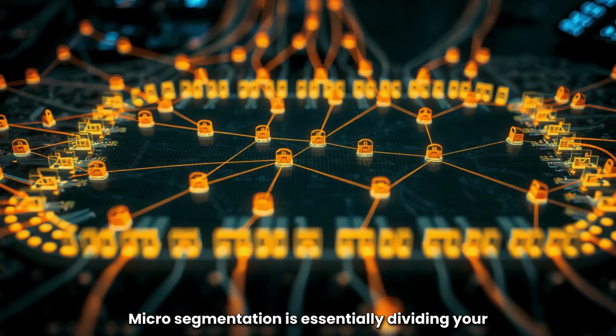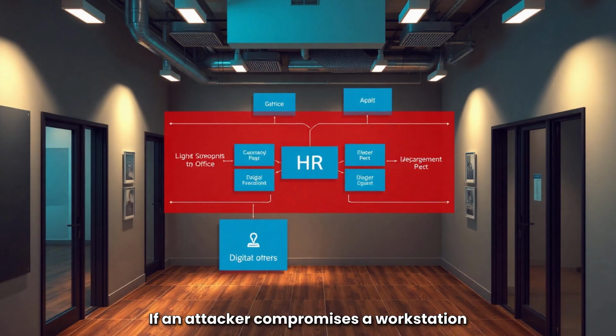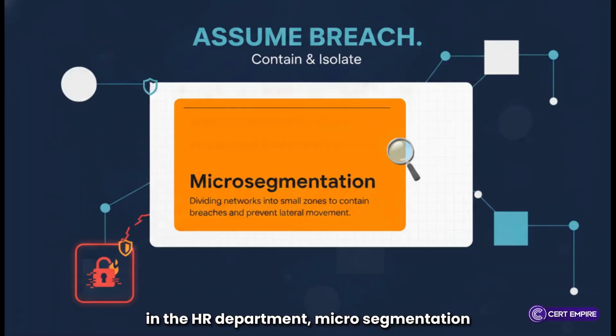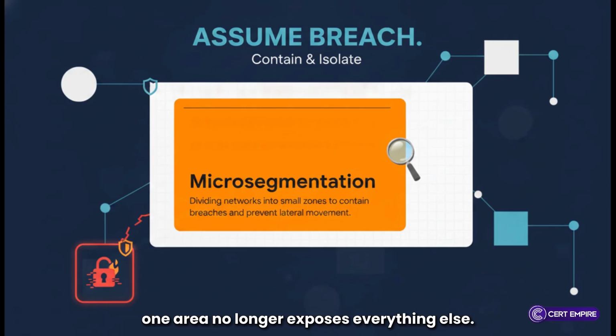Great question. Microsegmentation is essentially dividing your network into smaller, protected zones. Think of it this way. If an attacker compromises a workstation in the HR department, microsegmentation contains them strictly in that zone. They can't use that little foothold to seamlessly jump over to the finance database or the engineering source code, because compromising one area no longer exposes everything else.